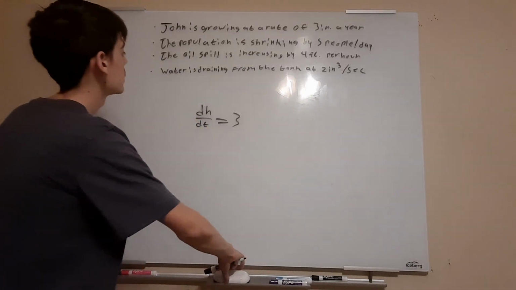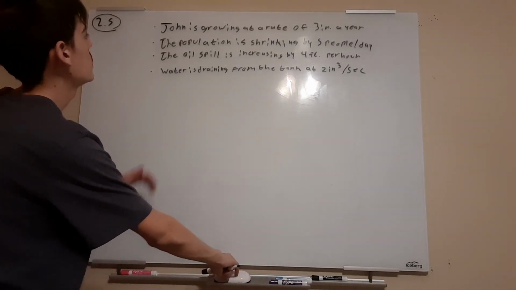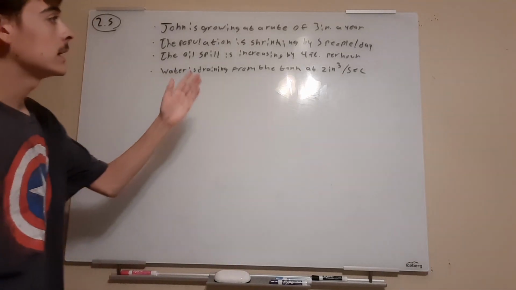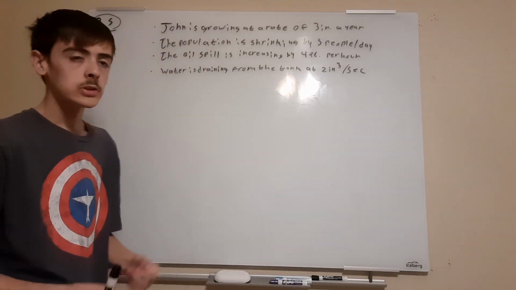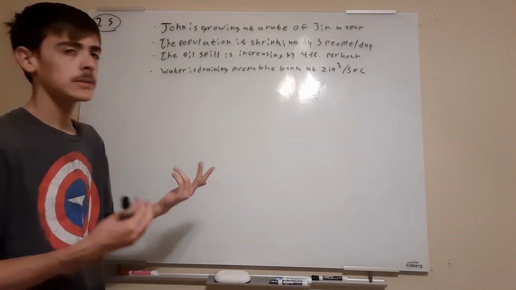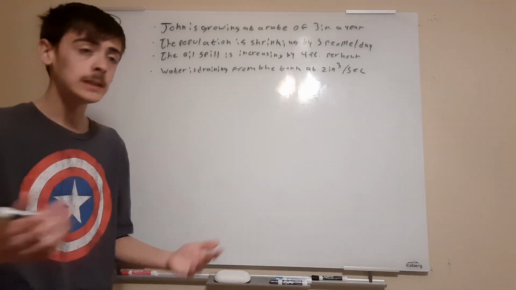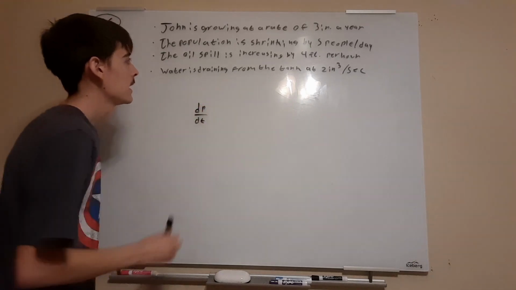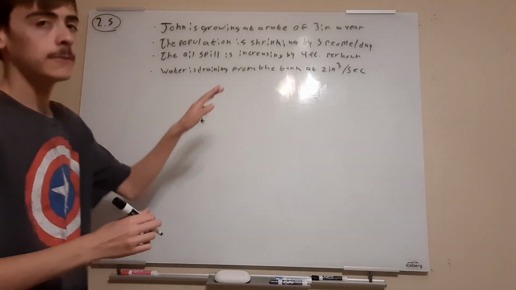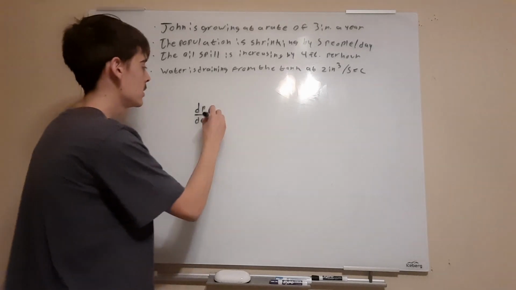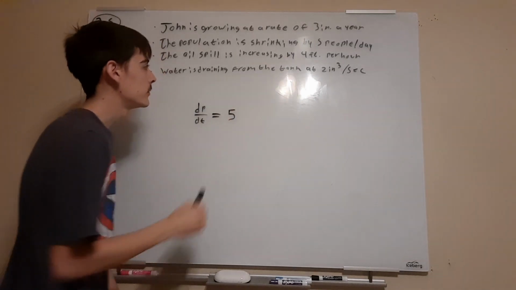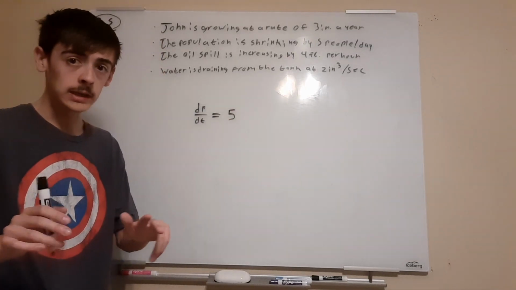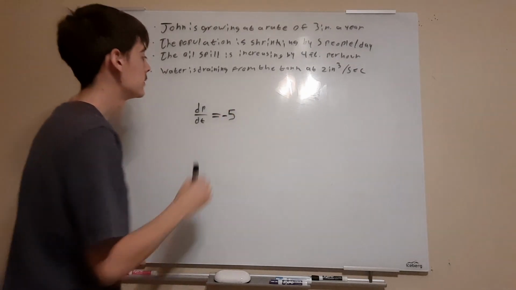Now, if we were to work on our next situation, where it says the population is shrinking by 5 people per day. First we need a variable, and it's about the population, so I would probably choose p. So dp dt, and they say that it is shrinking by 5 people per day. So dp dt equals 5. But because the population is shrinking, it's actually going to equal negative 5.